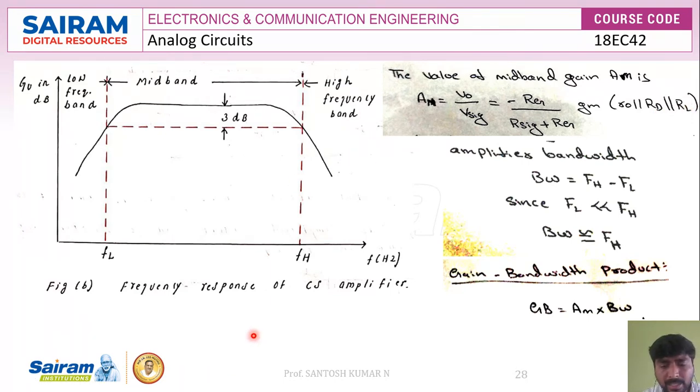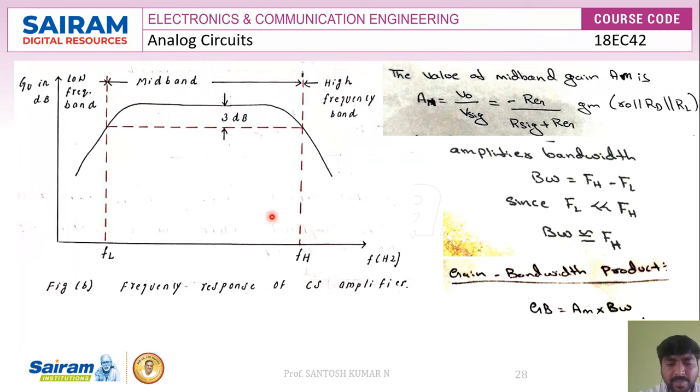The midband gain is a useful frequency band of the amplifier. We are always much concerned about this particular midband when designing any given circuit, because the band of frequencies over which your circuit operates is determined by this particular midband.